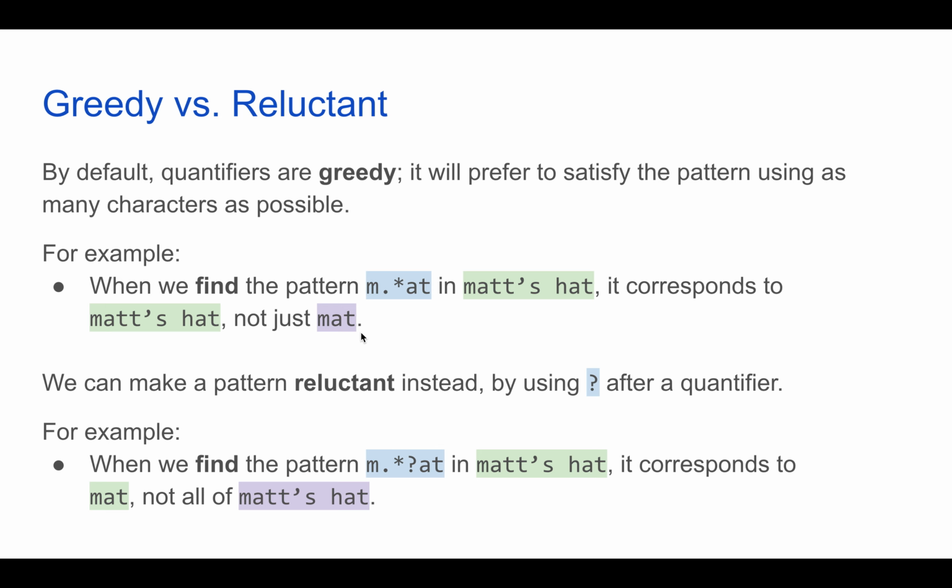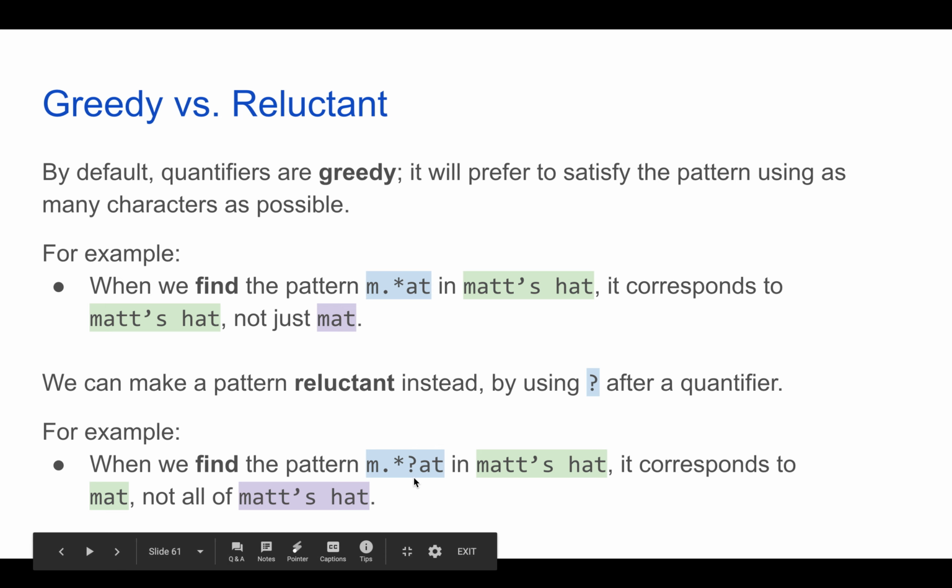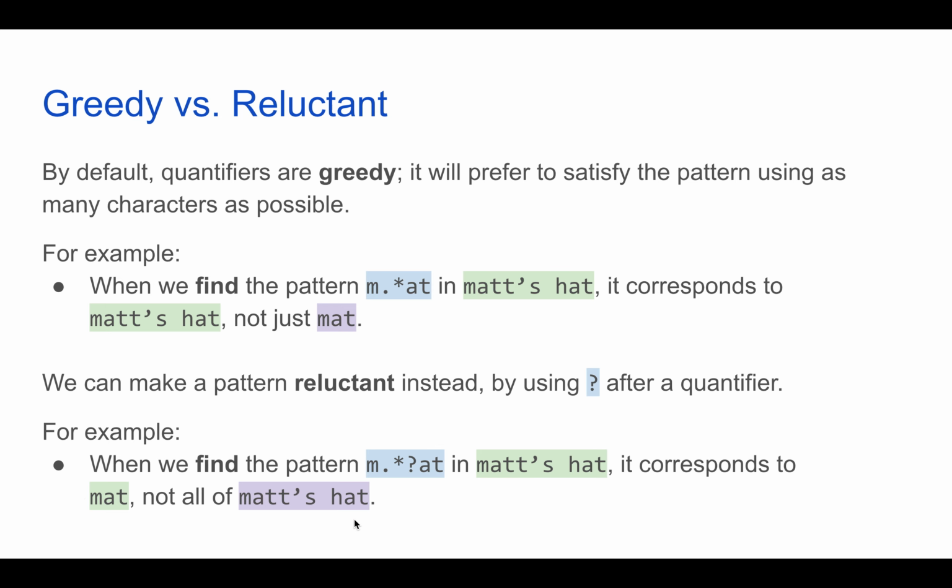So the opposite of greedy is reluctant. If you want it to be reluctant, meaning that it's going to be as conservative as possible, then all you do is add an extra question mark after it, and it'll switch to a reluctant mode instead. So the same pattern as before, but with a question mark after the dot star, makes the star behave reluctantly instead of greedily. And so when you hit it against the query Matt's hat, it will go for the shorter option instead of the longer option. Okay? So by default, it's greedy. If you put an extra question mark after the quantifier, it's going to be reluctant instead.